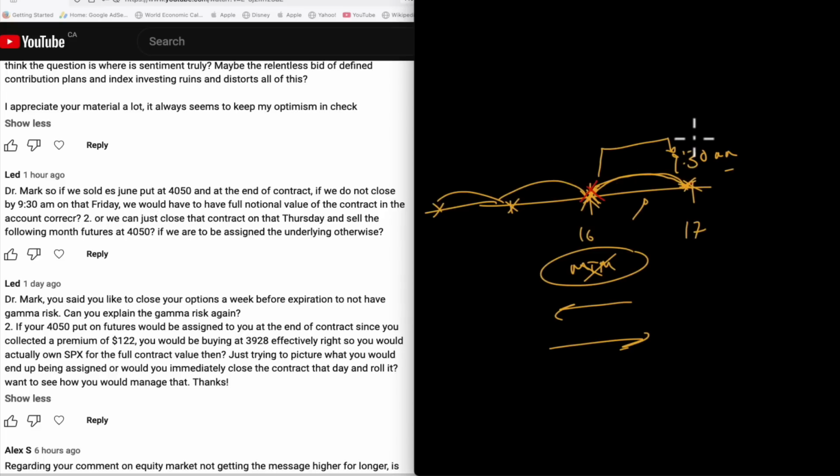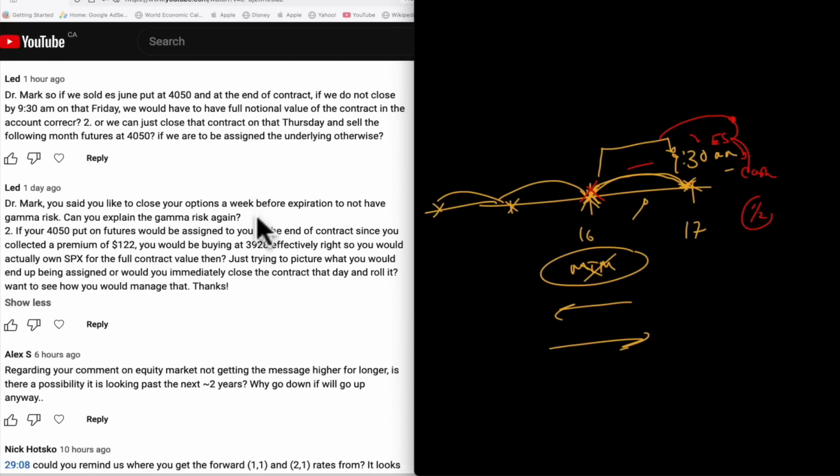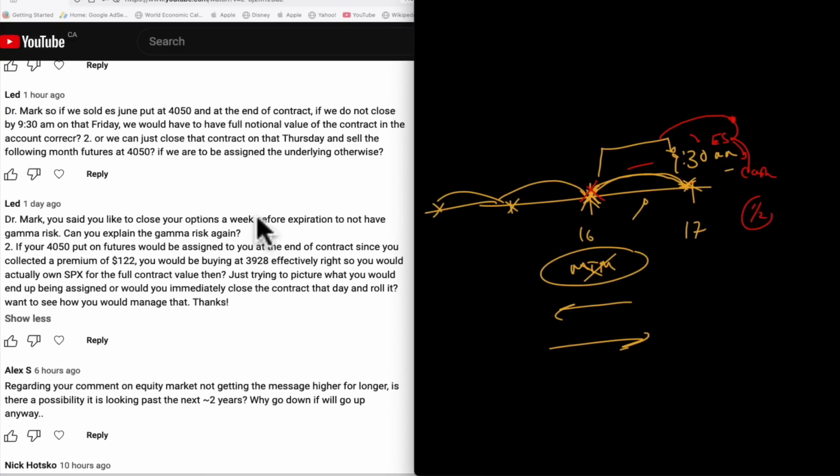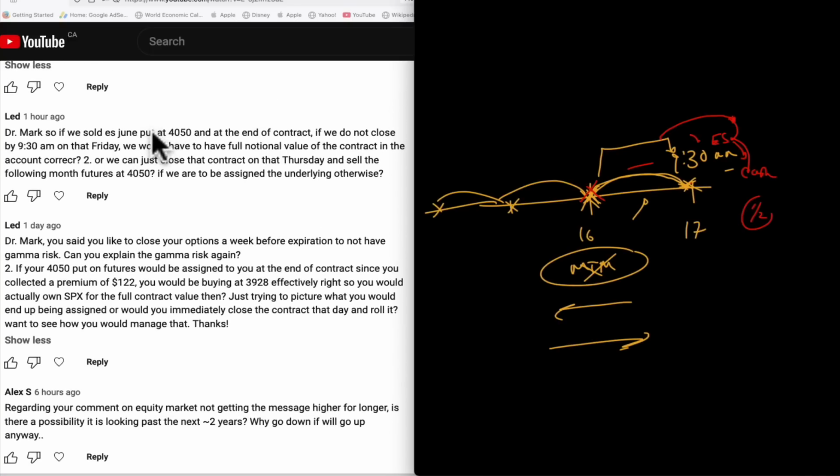The put would be exercisable into the ES contract, and then the ES contract would be cash settled. Cash settled meaning just the difference, but you can roll it to the next month. Yes, you can do that. If we are to be assigned the underlying otherwise. If you're assigned the underlying, it is for half a second, because you'll get the underlying and then the underlying will immediately cancel. I think I explained that well enough. I got confused between the contract, the short contract, and the put. You were short the put at 40.50. Okay, I get that.